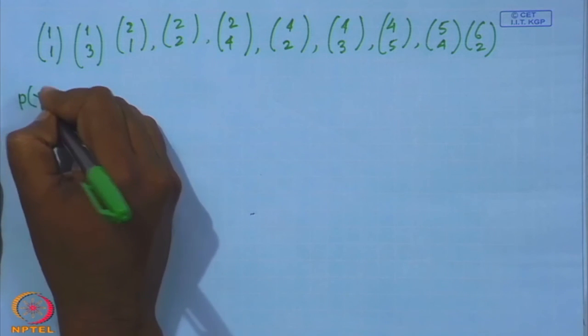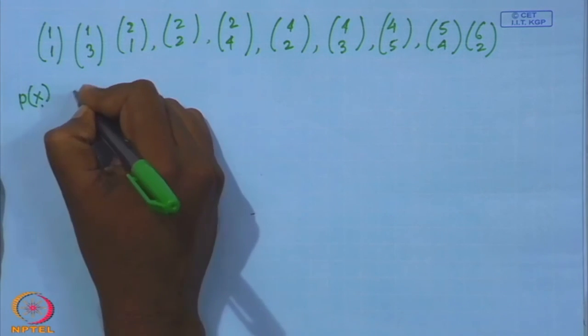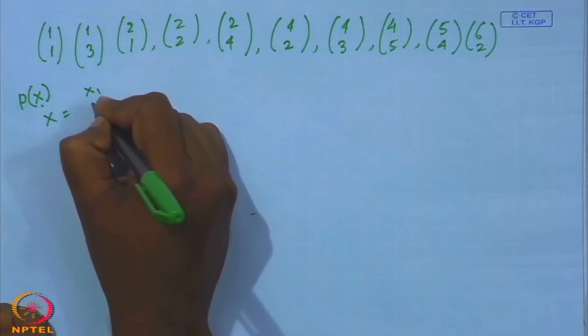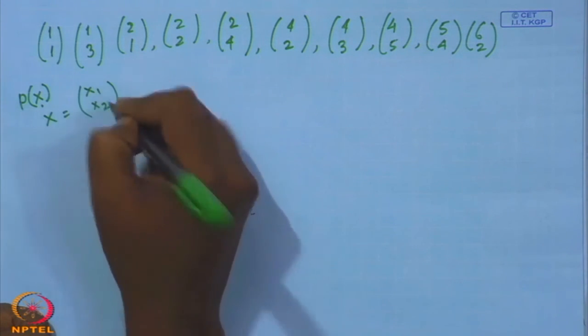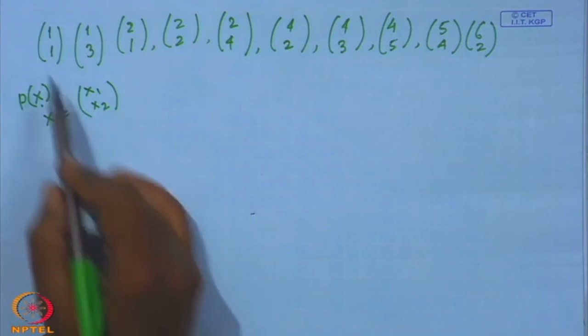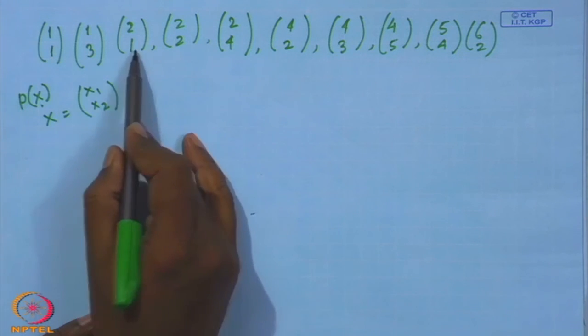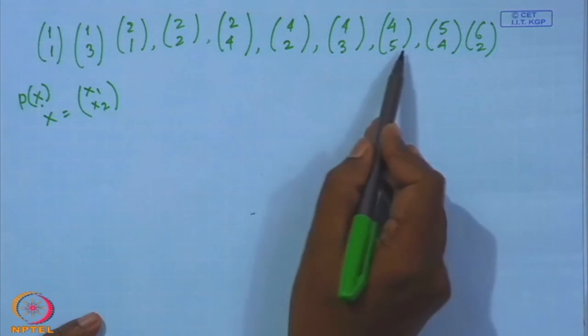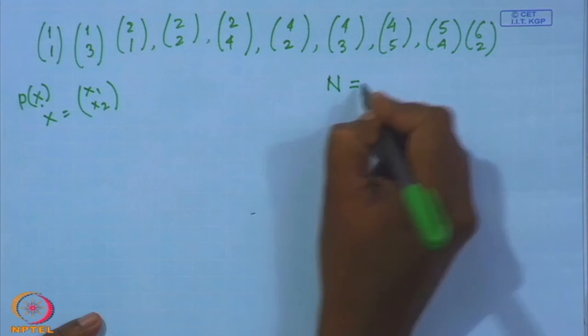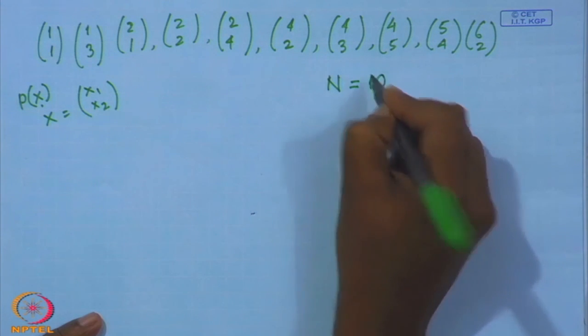Suppose these are the two dimensional feature vectors that we have, and using these I have to estimate the probability density function, or p of x, where x is a vector of the form (x1, x2). The total number of sample vectors that I have is 10, so capital N, the total number of samples, is equal to 10.